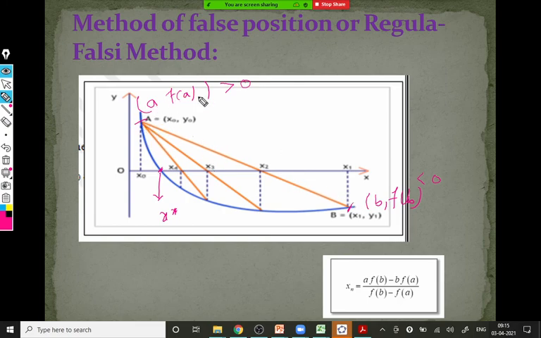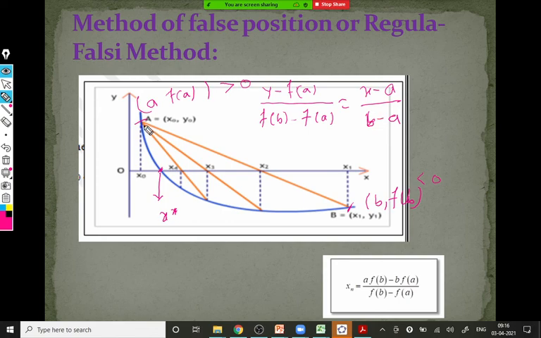To get the equation of AB, we have the 2 points, A, f of a, and B, f of b. What is the equation of a line passing through the 2 given points? So it is y minus y1 upon y2 minus y1 is equal to... sorry, my mistake. These are the values of y. So y minus f of a upon f of b minus f of a is equal to x minus x1 upon x2 minus x1.